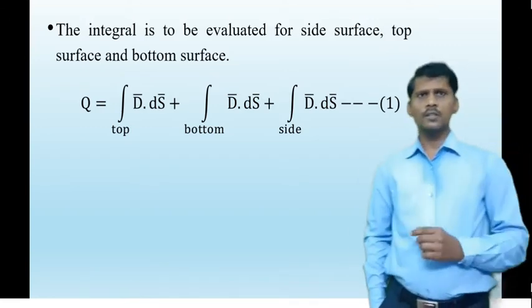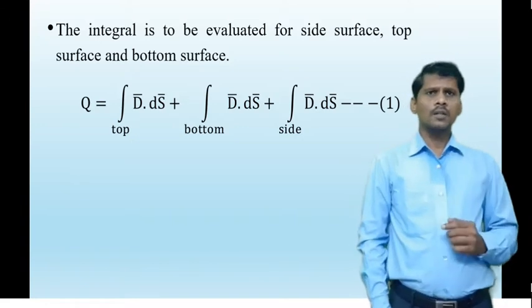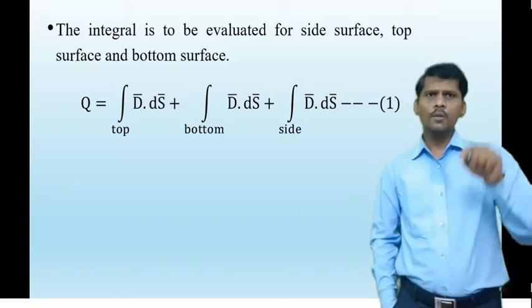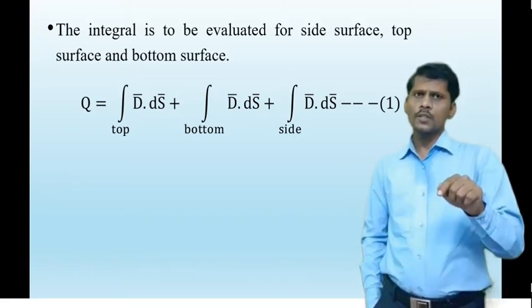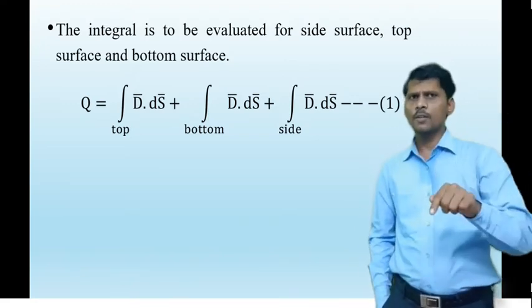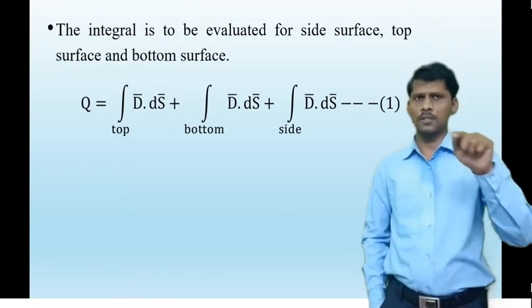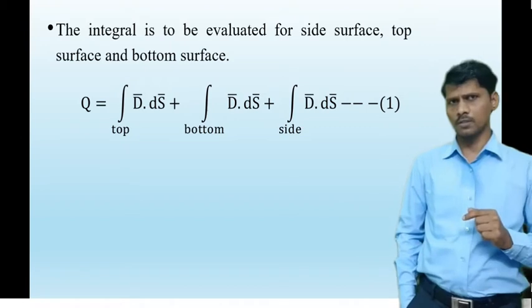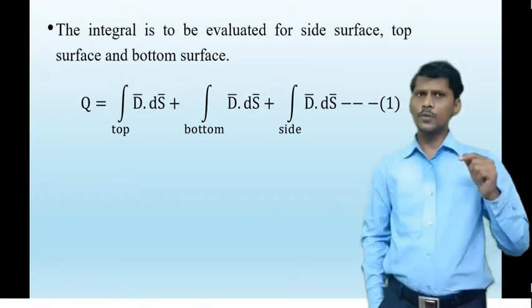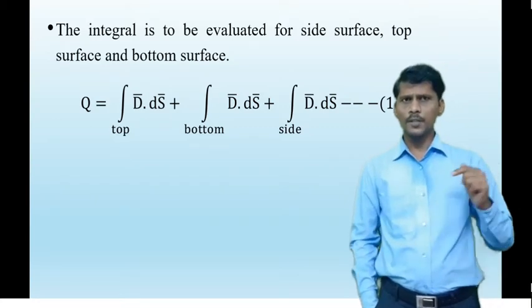What is the statement of Gauss law? The flux passing through any closed surface is equal to the charge enclosed by that surface. That is the statement of Gauss law. So psi is equal to Q, which is equal to the closed surface integral of D bar dot dS bar.